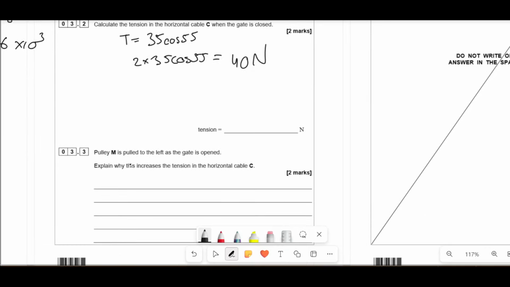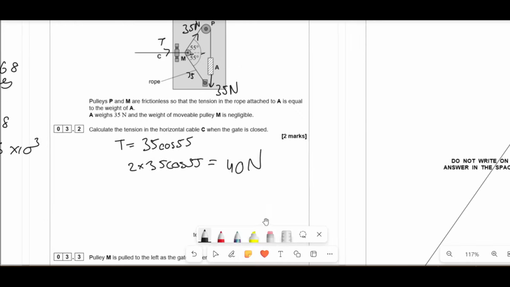Next it says, pulley M is pulled to the left as the gate is open. Explain why this increases the tension in the horizontal cable C. So we've got this pulley M here, and we're moving it that way. So if I sketch what happens in a different color, if it's here now, then that becomes this, and that stays like this. Can you see how that angle becomes smaller?